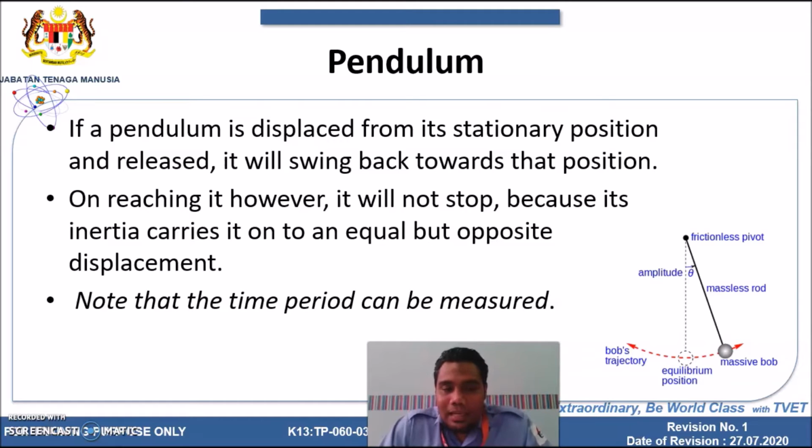Note that the time period can be measured. So one cycle of swing can be measured as period or time period. One full swing from one position to another position and back to its original position, we can measure its time. It's called the time period. Okay, pendulum is an example of periodic motion. One example of periodic motion.